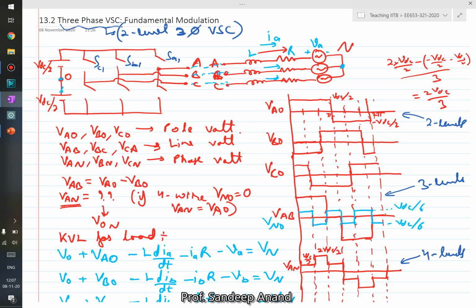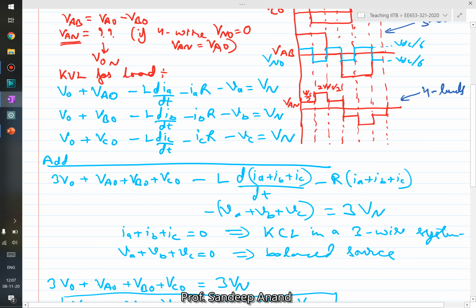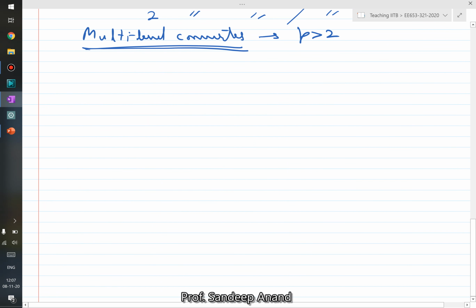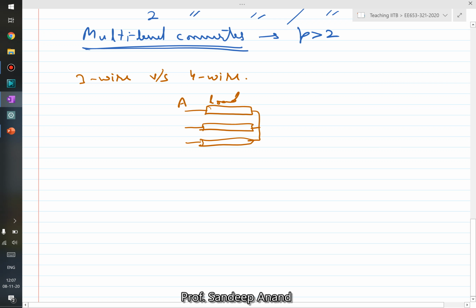I would like to point out one more advantage of having this 3-wire configuration versus a 4-wire configuration. Let me try to draw a figure and then explain that. Okay, now let's say a 3-wire versus a 4-wire. Now you have a load here. Let me now represent load only as a black box. So this is A, this is B, this is C, and this is your N.